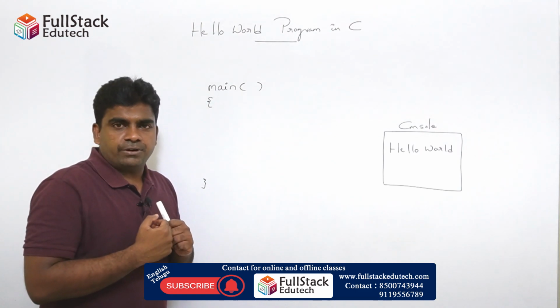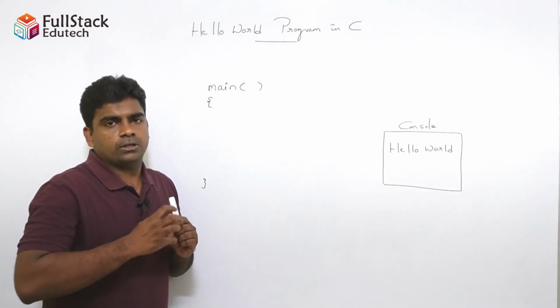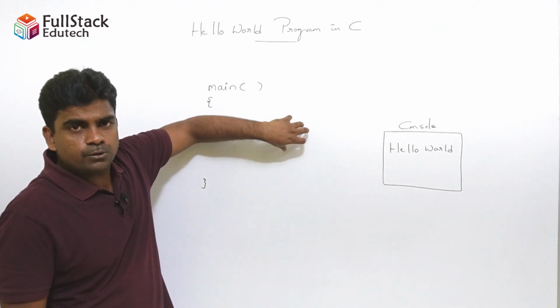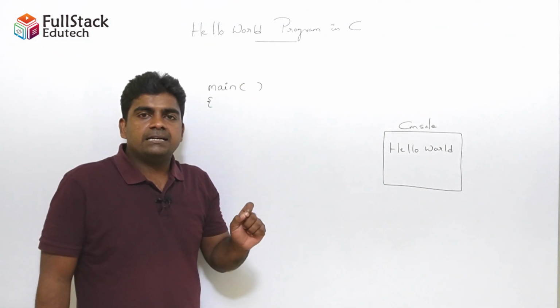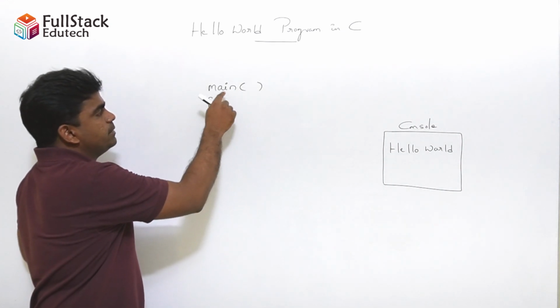How can we define the function? What is the syntax of the function? Classifications and all the things. But the simple thing is, every C program execution automatically starts with the main function. Right? Here we can write main like this.